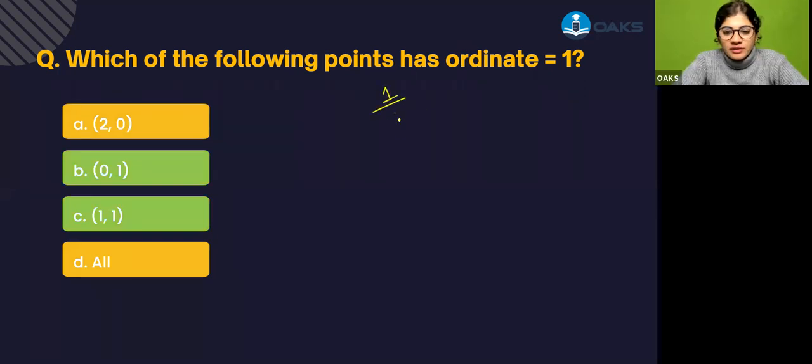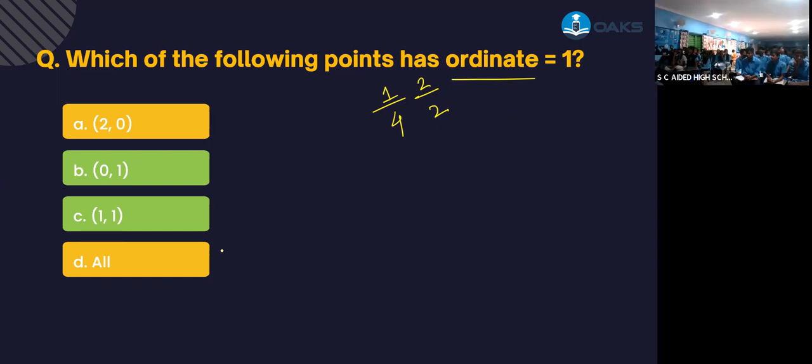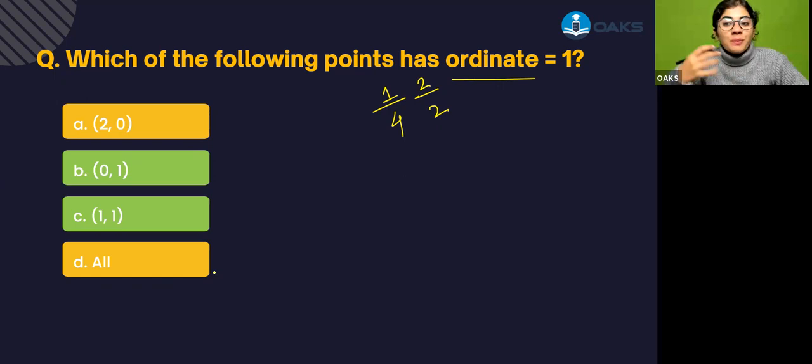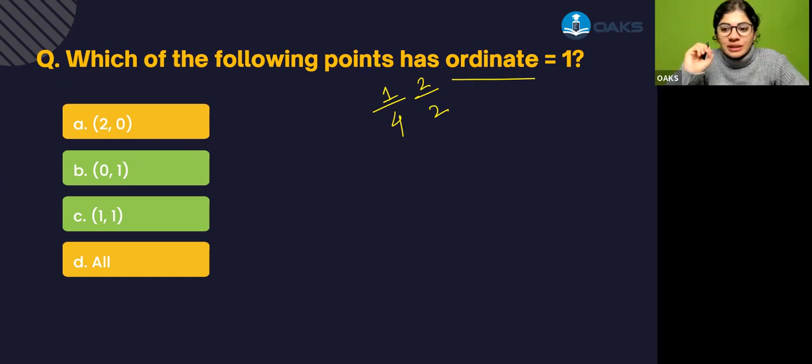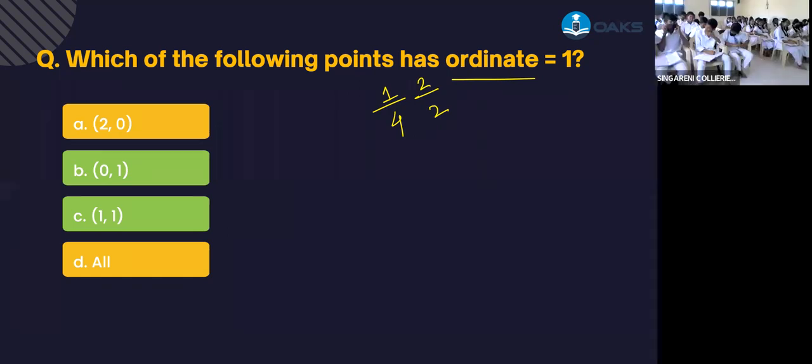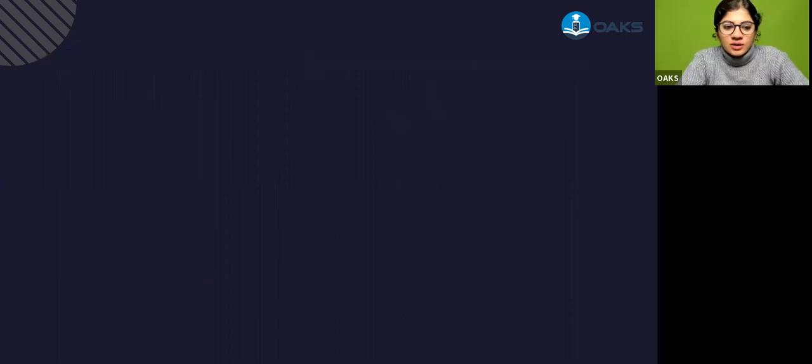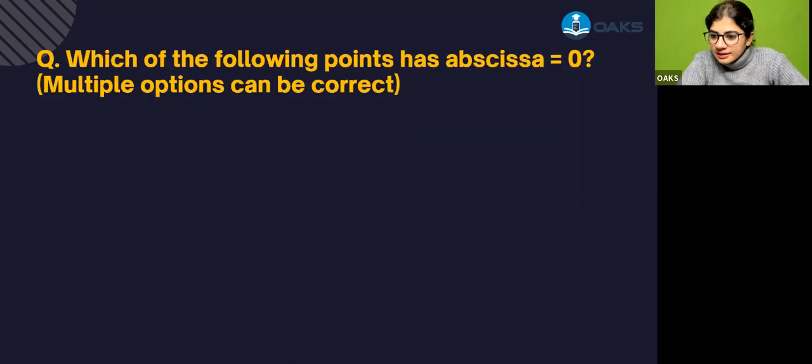Now for school 1, we have 4 points and for school 2, only 2 points. Okay, now you have to be very careful when you are asking ordinate and abscissa, right? All is not the option. I have already told you multiple options can be correct. So you have to apply the definition at each and every point. So will you try again, everyone? School 2, will you try again? Okay, great.